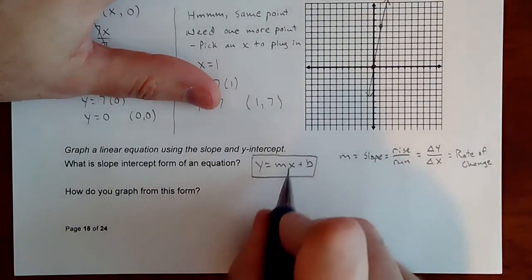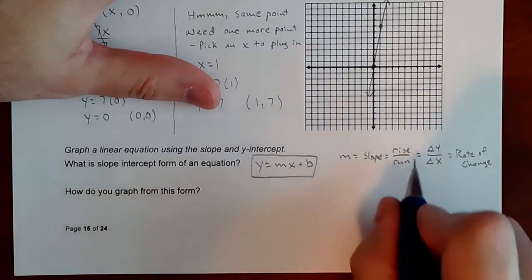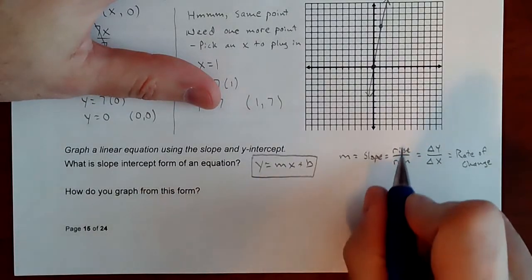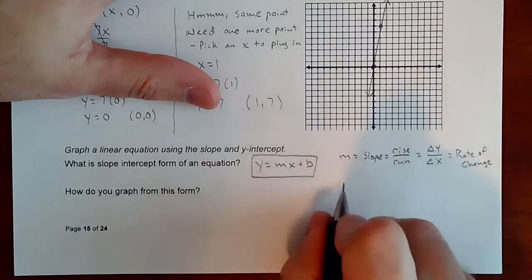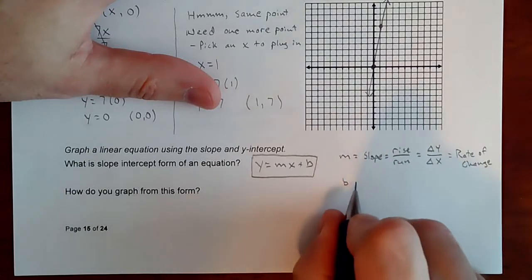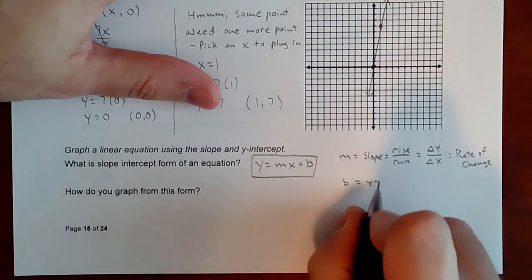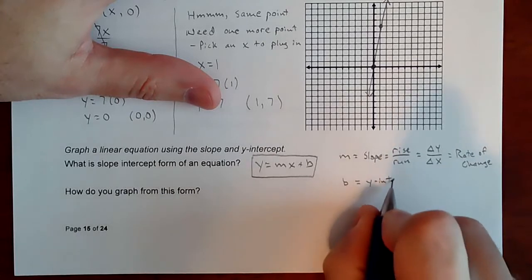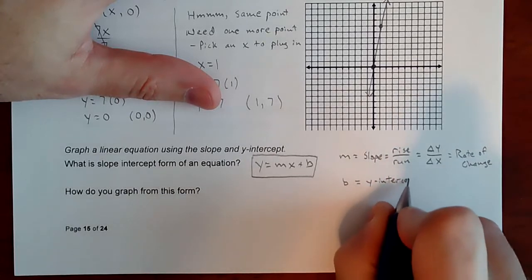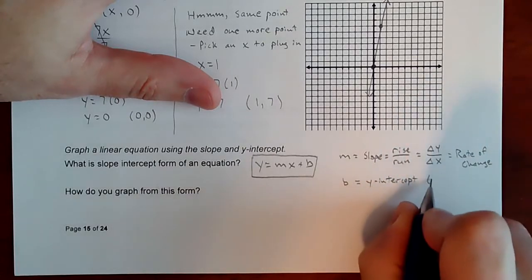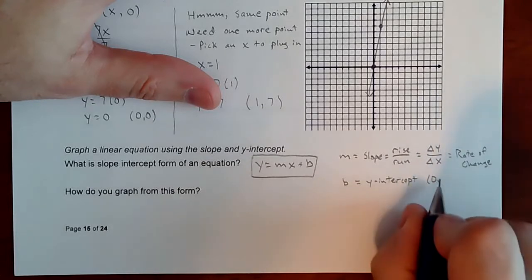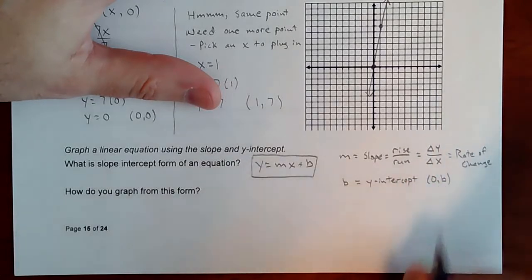That's going to be your pattern. How do you get from point to point? You're going to go rise and run to get from point to point. And then our b value is our y-intercept. That is our starting point. So as a coordinate, it is 0, because it's a y-intercept, comma, b.